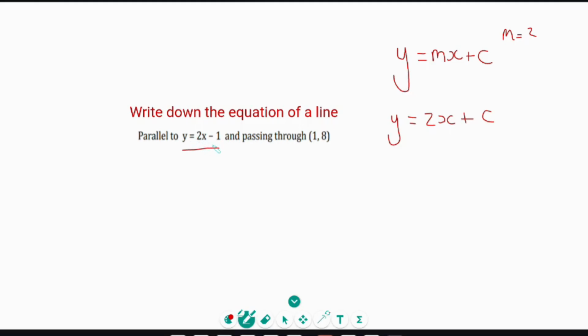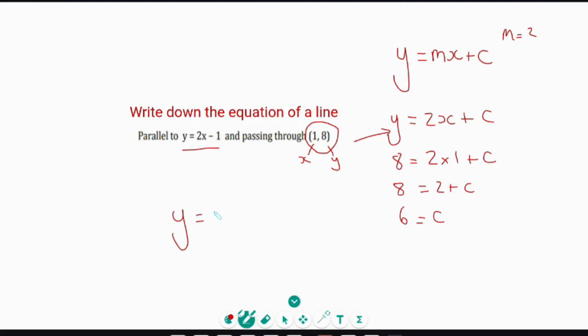We want our equation of the line to pass through this point. So we know the point (1, 8) lies on our new line. These are the coordinates, right? X coordinate, Y coordinate. So we can sub these into our equation. Let's make c the subject. Let's take 2 from both sides. So our equation is y equals 2x plus 6.